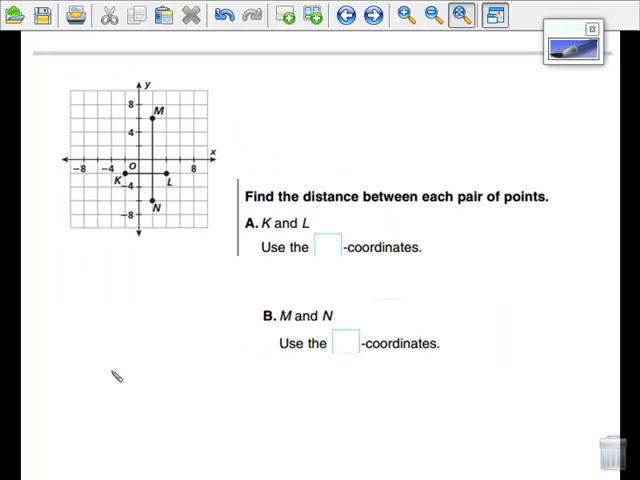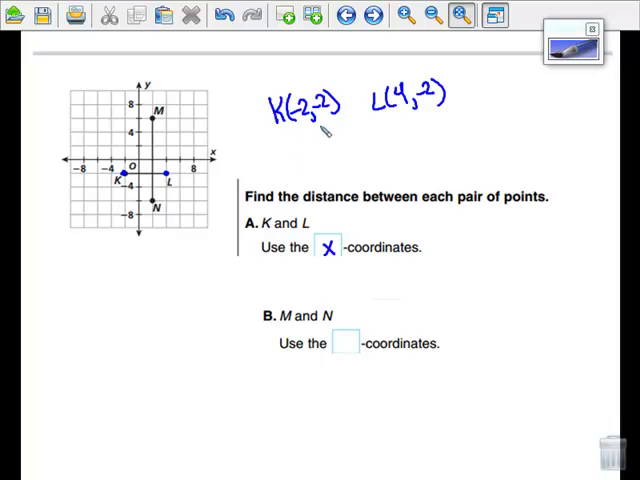Lastly, we're going to find the distance between some points that are vertical and horizontal. I know it's easy just to count, but I want you to do it with the formula, because eventually we're going to have to find diagonal distances, and you are going to need a formula for that. So we're looking at the distance between K and L, and it's horizontal, so we're going to use the x-coordinates, and I'm going to label the K and the L. I'm going to look at my points. K, now be very careful and look at your scale. K is actually (-2, -2).